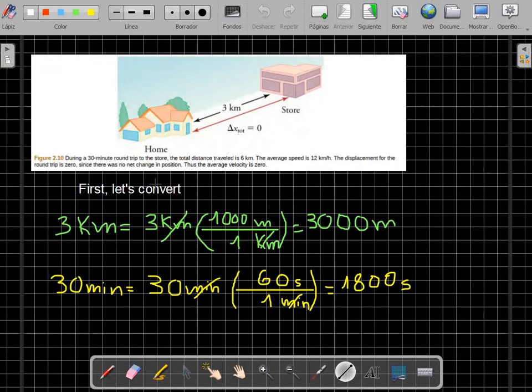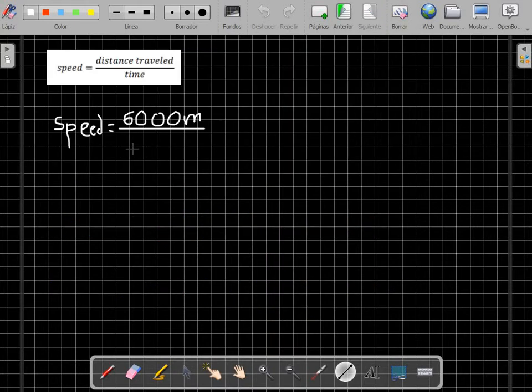And what about the time? Well, here it says that the round trip to the store, that is the going and the coming back, was 30 minutes, which is equal to 1,800 seconds. So I'm going to divide 6,000 meters by 1,800 seconds. So the speed is going to be equal to 3.33 meters per second. That is the speed.